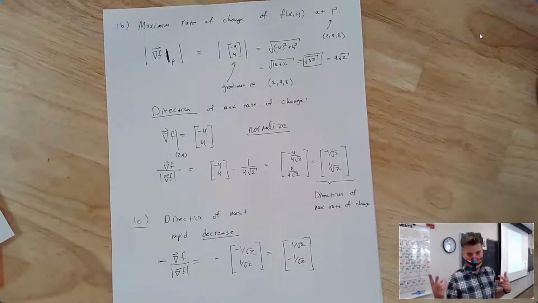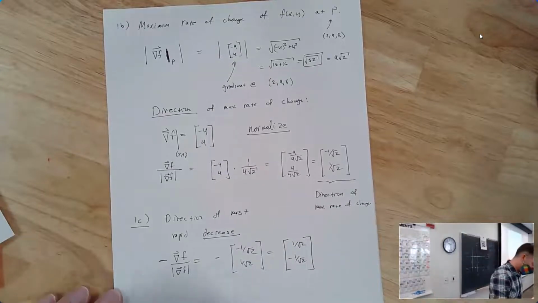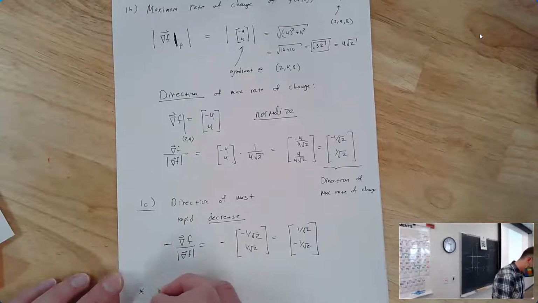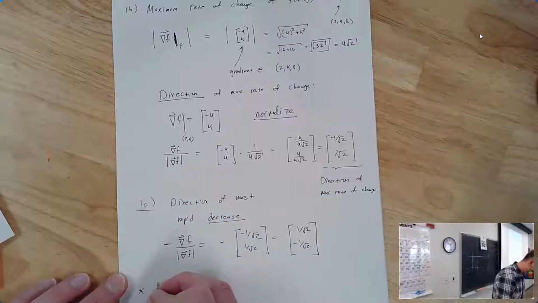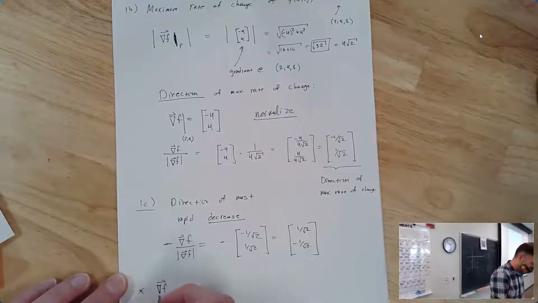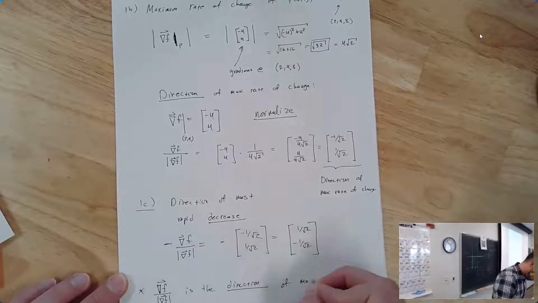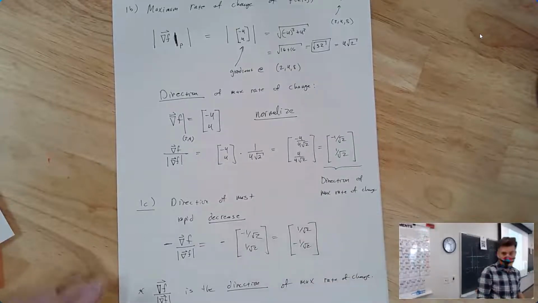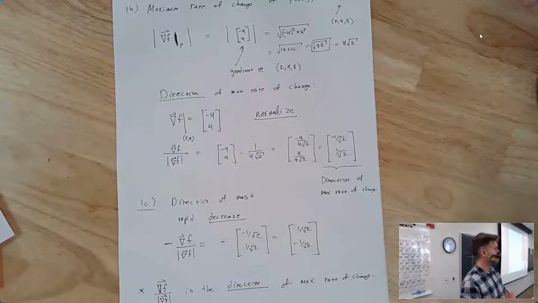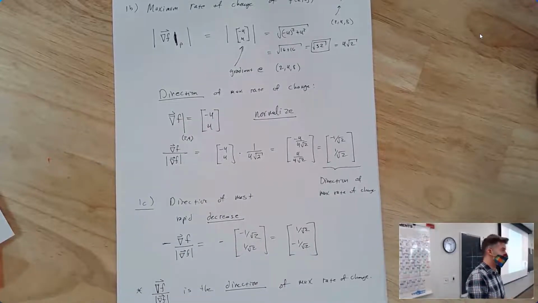So there's two things to know about the gradient, really. Thing one, the gradient itself, and usually we want to normalize it, so we divide by its own magnitude. But the gradient vector is the direction of the maximal rate of change. Or in other words, in this direction, the derivative is the biggest, the most positive it can be.